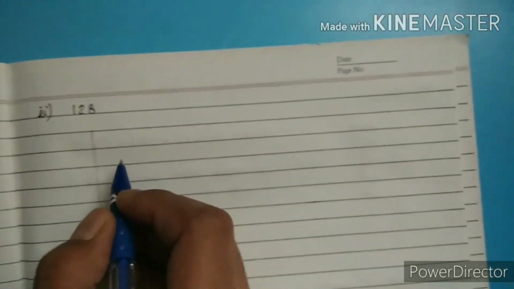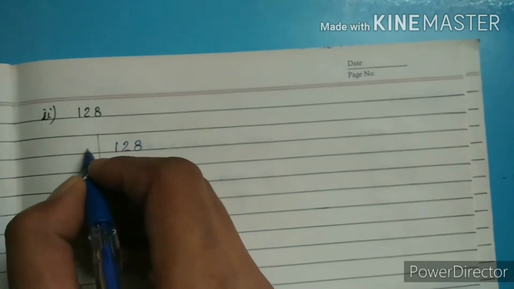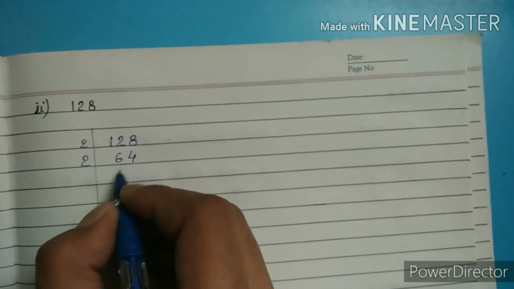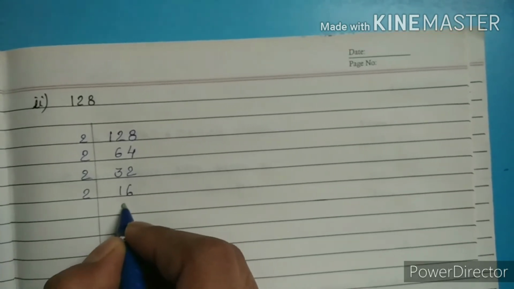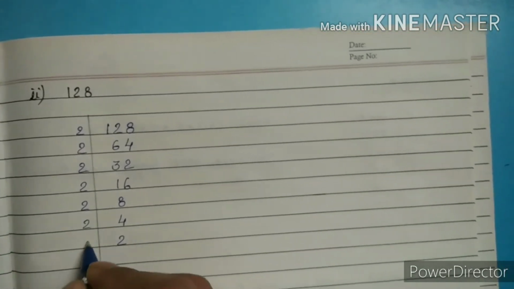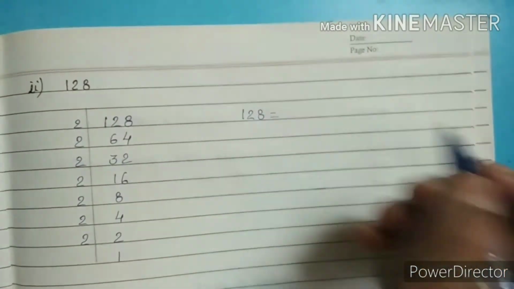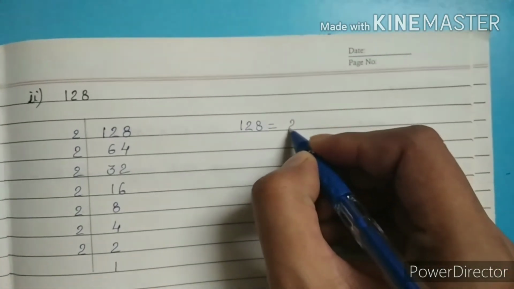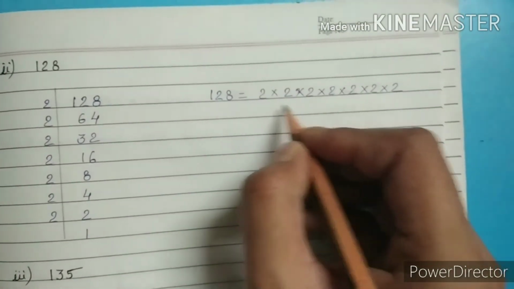Now second is 128. So we will find out the prime factors of 128. It will go with the table of 2, 64 times. Now 64 will go 32 times, 32 goes 16 times, 16 will go 8 times, 8 will go 4 times, 4 will go 2 times, and 2 will go 1 time. So we can see 128's prime factors are 7 times 2.